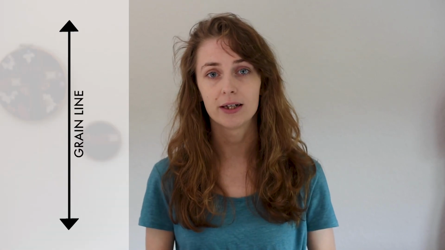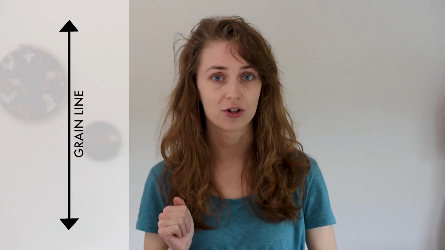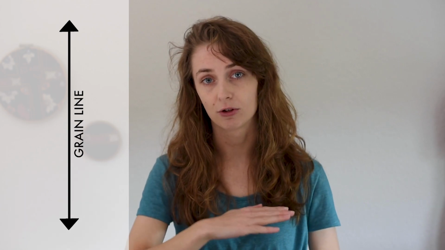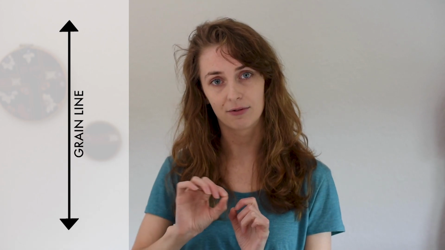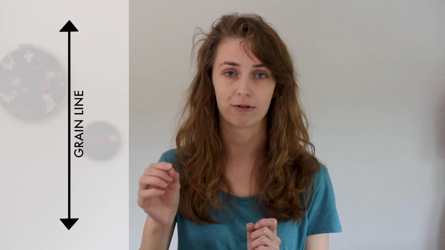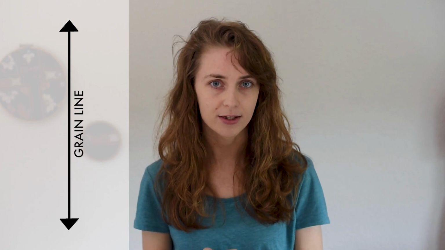Grain line. You need to make sure that the grain line of your pattern piece is following the grain line of your fabric. Grain line goes up the fabric, so we have the selvage edge there, then we have the grain line, and then we have the cross grain which goes across. On the pattern piece you'll notice a line with 1 arrow on the top and 1 arrow on the bottom. That's how you place your pattern piece onto your fabric.